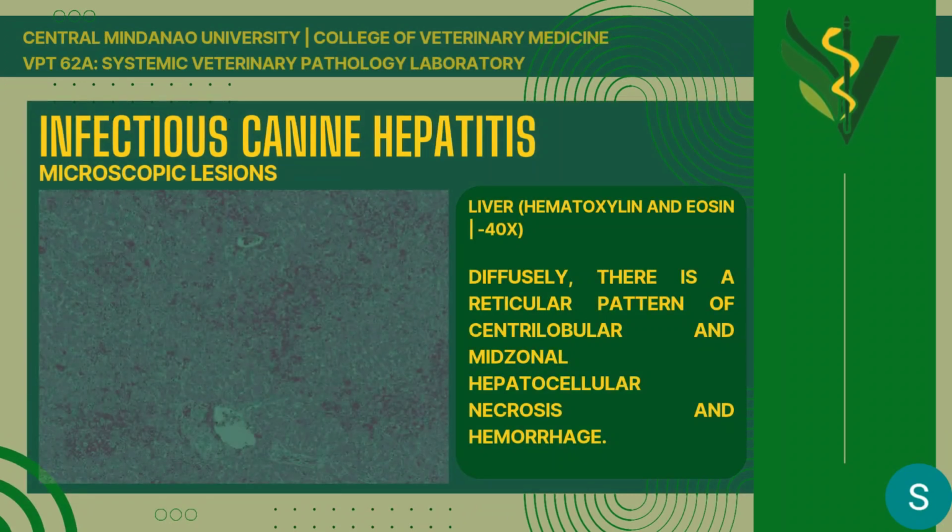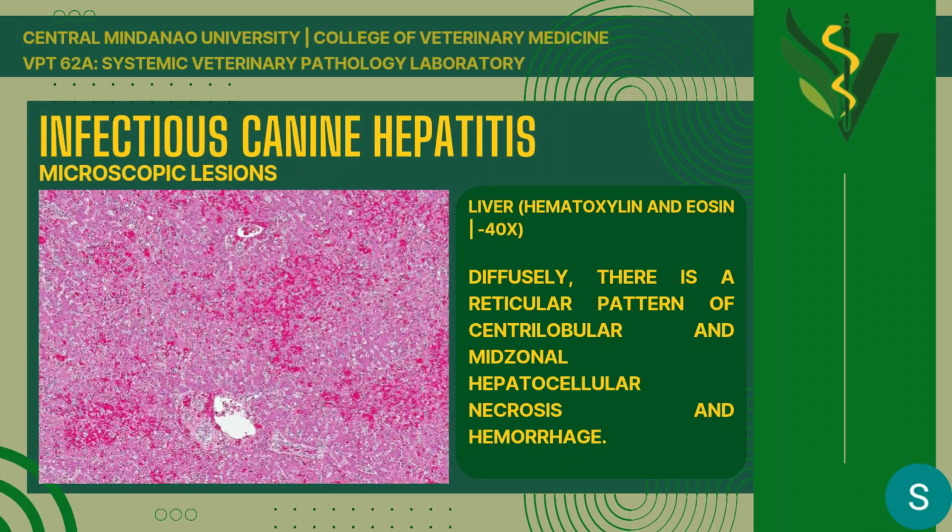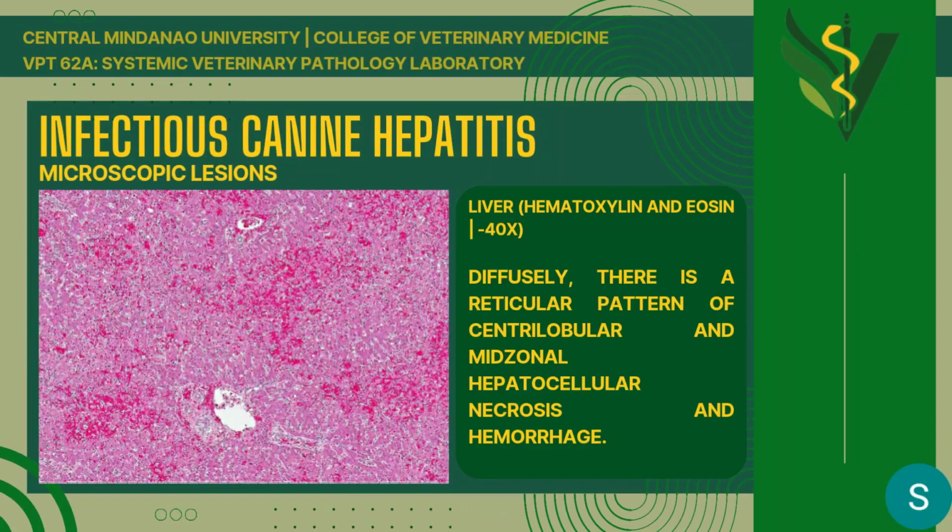Moving on to the microscopic lesions of your infectious canine hepatitis. So in this image, there is a reticular pattern of central lobar and midzonal hepatocellular necrosis and hemorrhage. So your liver contains numerous foci of central lobar to midzonal necrosis, with occasional extension of necrosis from one central lobar area to another. So the sinusoids in the foci of necrosis are dilated and filled with blood, thus the hemorrhage.